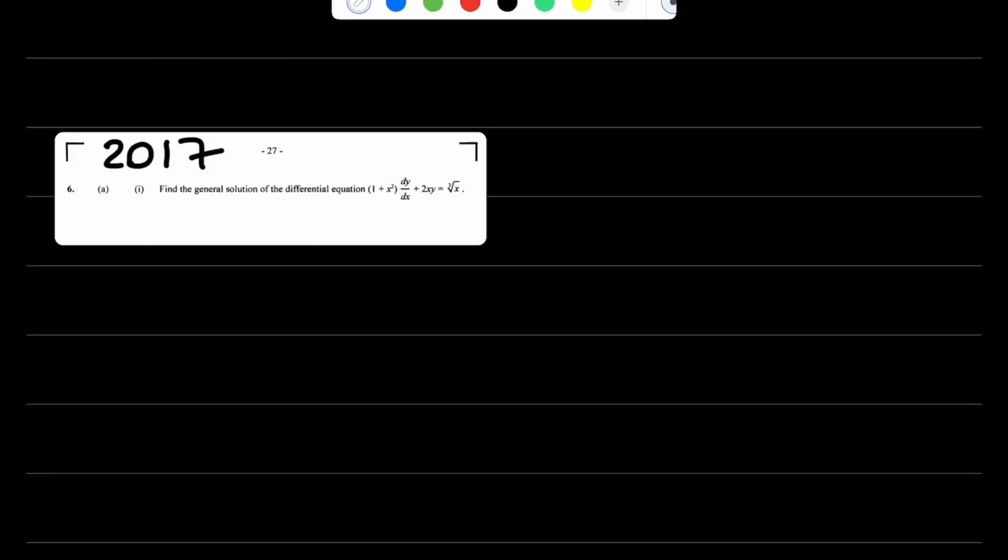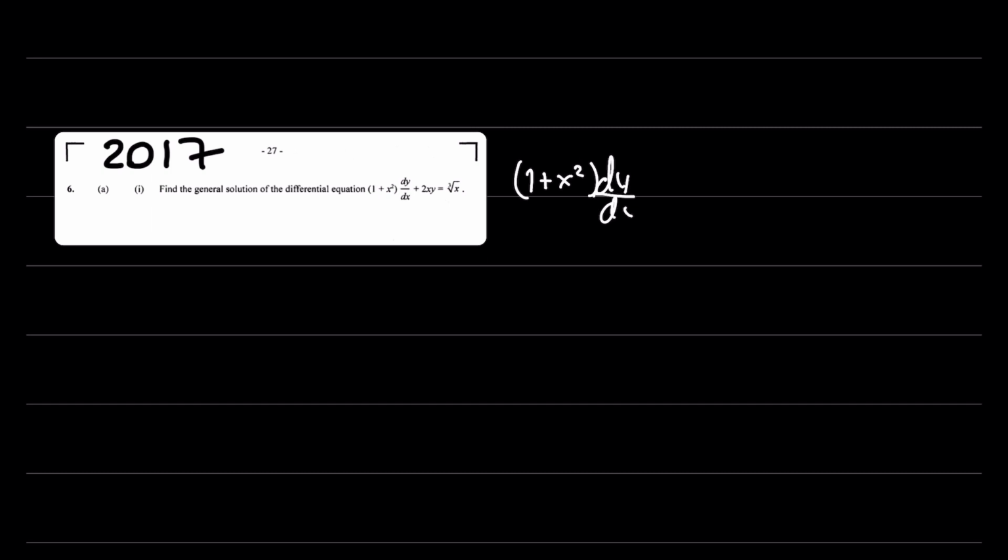Okay, and now we're going to be doing 2017. Alright, so again, just to reiterate, we're going to rewrite the equation first. So we're going to have 1 plus x squared times dy by dx plus 2xy equals the cube root of x.